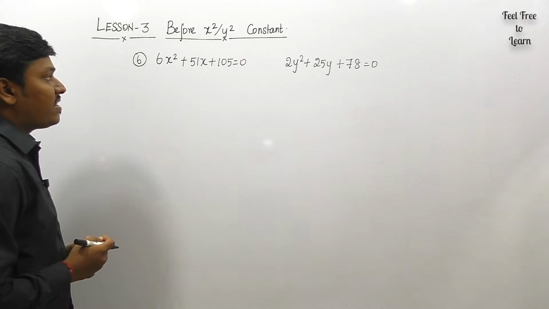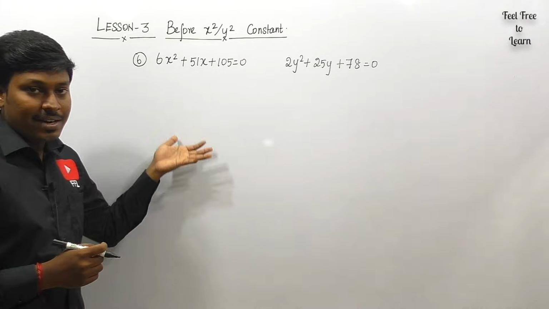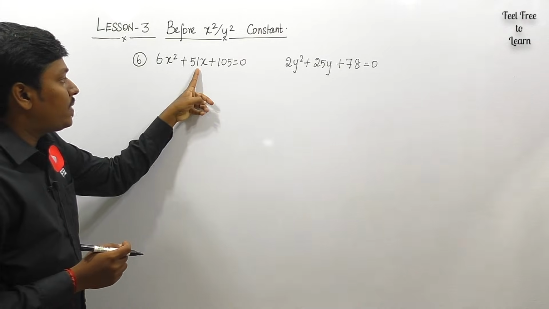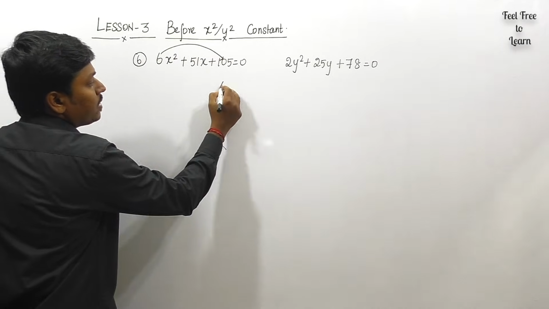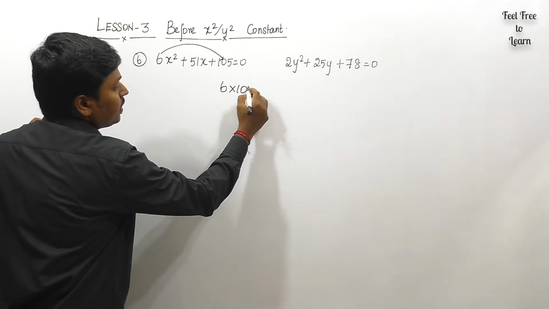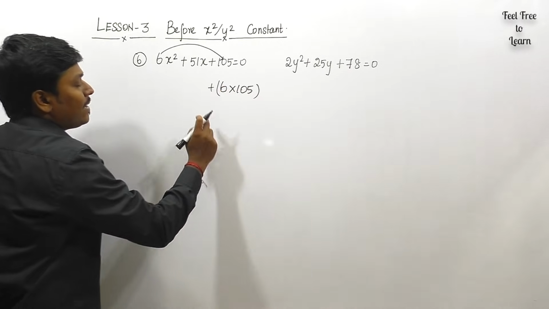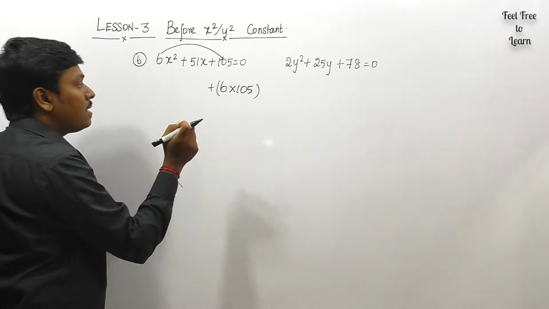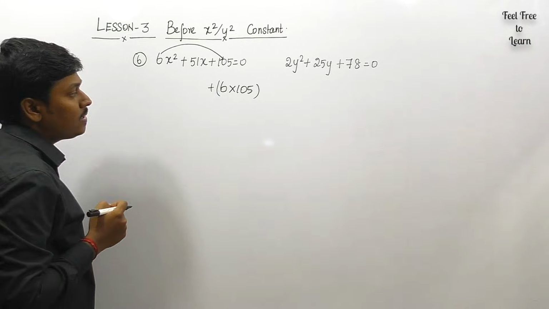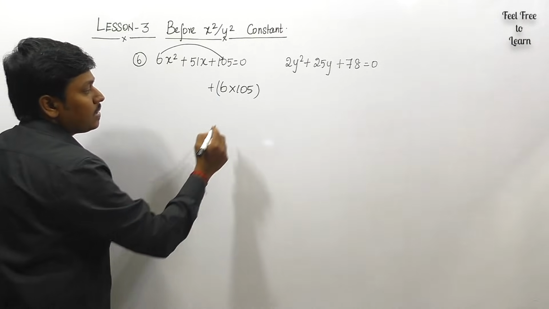The last, 6th question. So again both the equations are quadratic equations. So 6x square, 51x and 105. Initially we need to multiply this 6 into 105. So 6 into 105. I think when we multiply both the numbers, the resultant should be positive. And similarly, when we add both the numbers, the resultant should be plus 51, right? So I think we can write this 105.